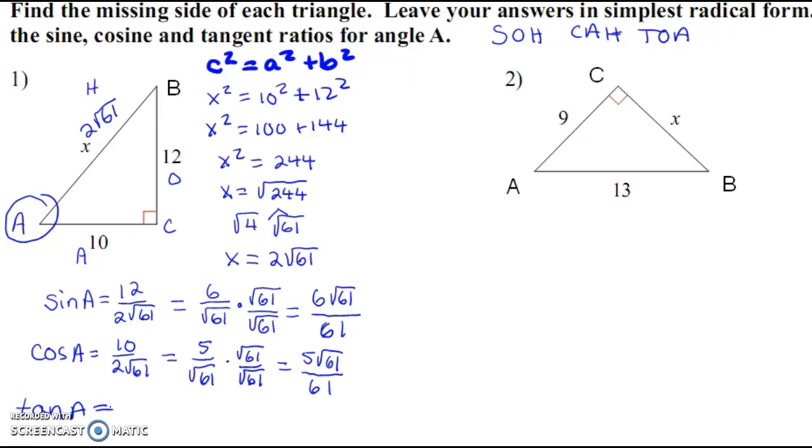And then last but not least, tangent of A. We're always taking tangent, cosine, and sine of an angle. So tangent of A is equal to opposite, which is 12, over adjacent, which is 10. This one's easy, because that's just going to simplify to 6 over 5. And now we have all three ratios, and we are done.